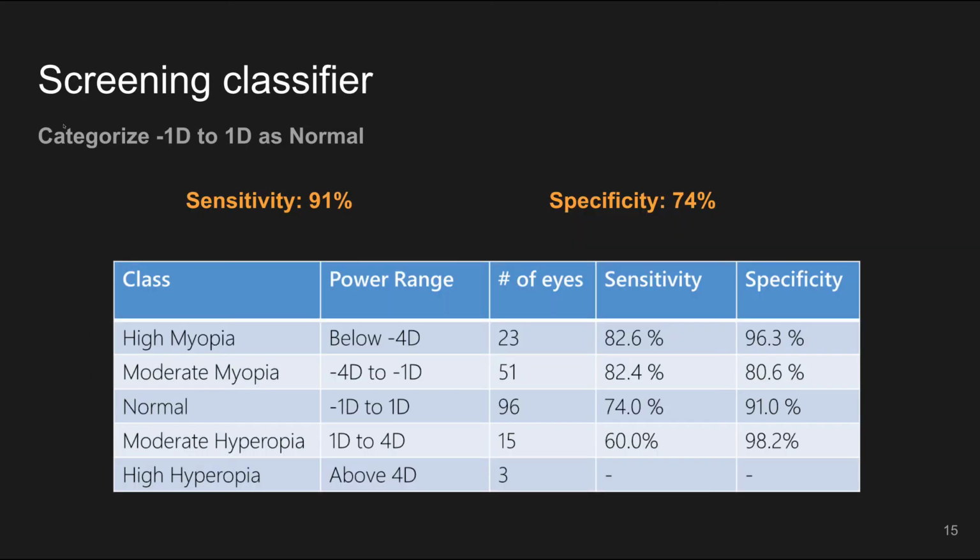We also evaluated the use of our system as a screening classifier, where we categorize predicted powers in the range of -1 diopters to 1 diopters as normal and flag the other cases. We obtained a sensitivity of 91% and specificity of 74%. We also present a finer grained evaluation in different refraction error ranges as shown here.